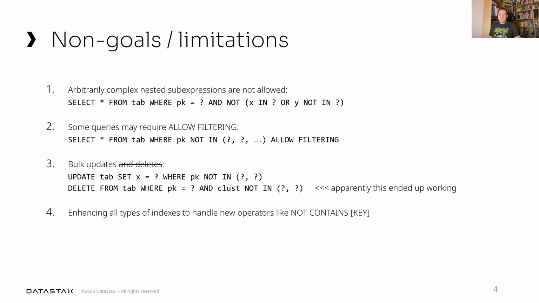Some queries would still require allow filtering because technically it's not possible to evaluate them without filtering in the storage engine. That's why, for example, if you use not in on a partition key, then allow filtering will be required. Also, without secondary indexes, traditional rules apply. Like if you query on a non-indexed column, of course, allow filtering would be needed as well. But this is the same for the in operator.